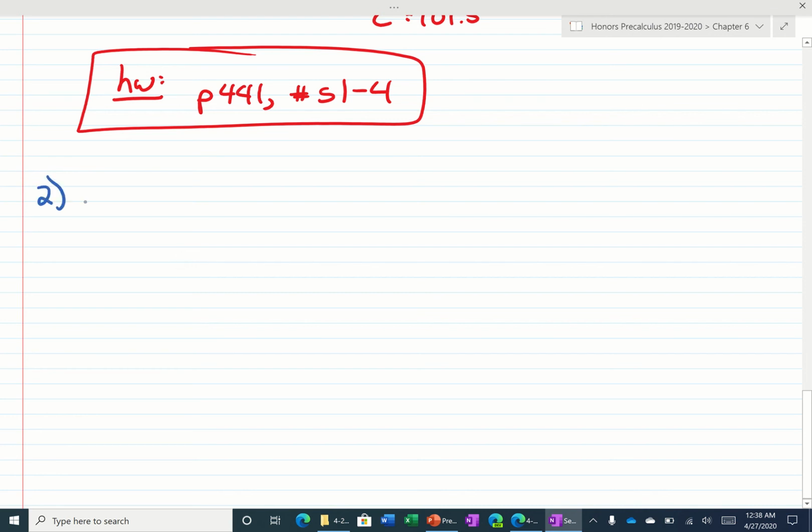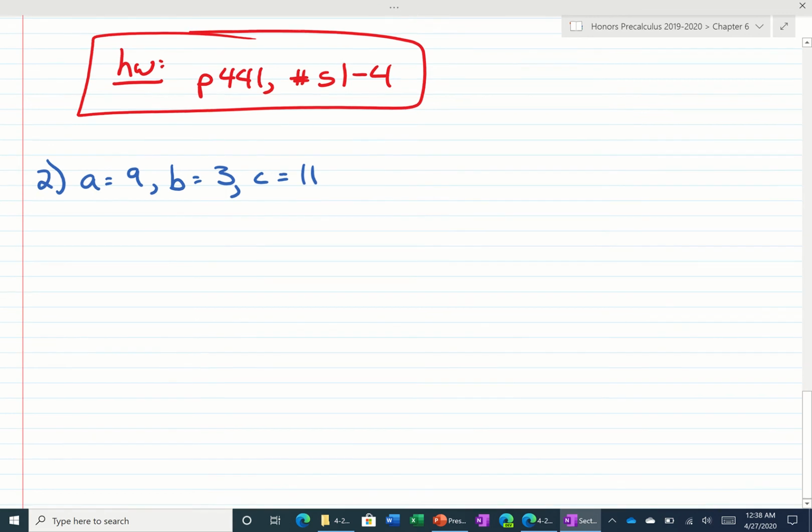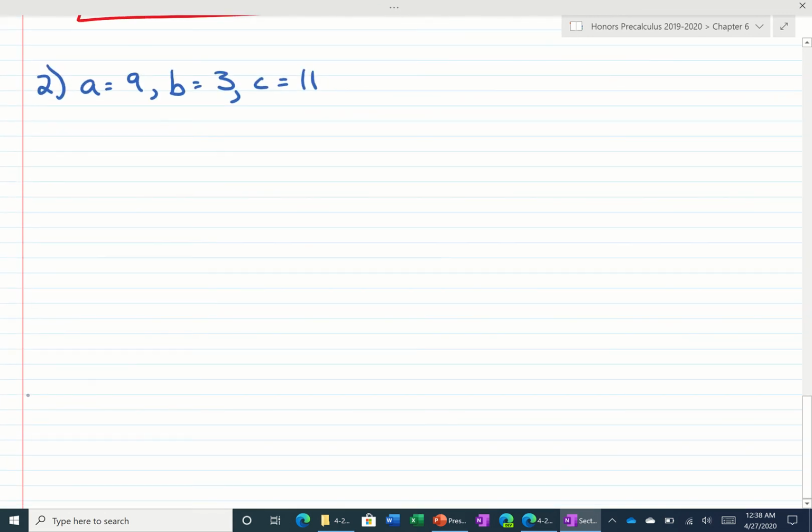So problem number 2, it said that A was 9, B was 3, and C is 11. And then for problem number 4, it says that angle C is 108 degrees, A is 10, and B is 6.5. Okay, so I'll do these.